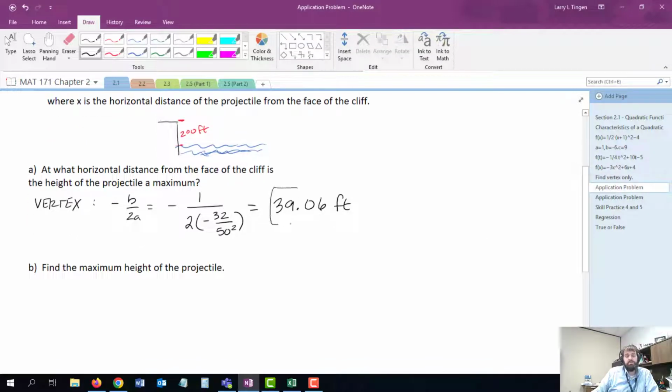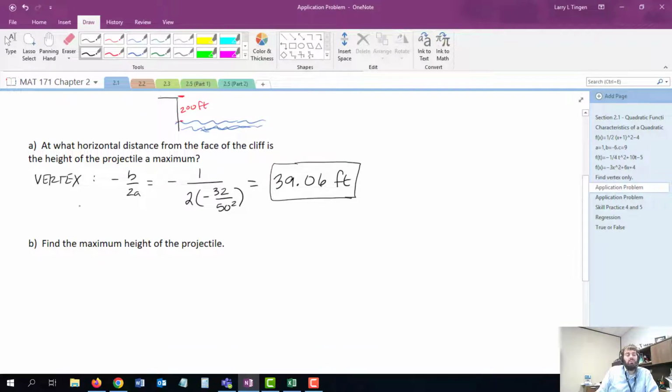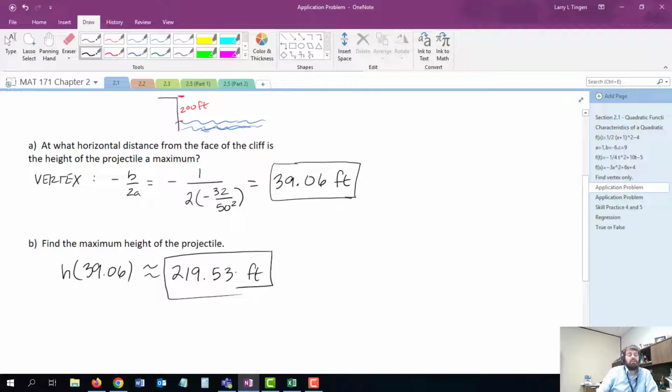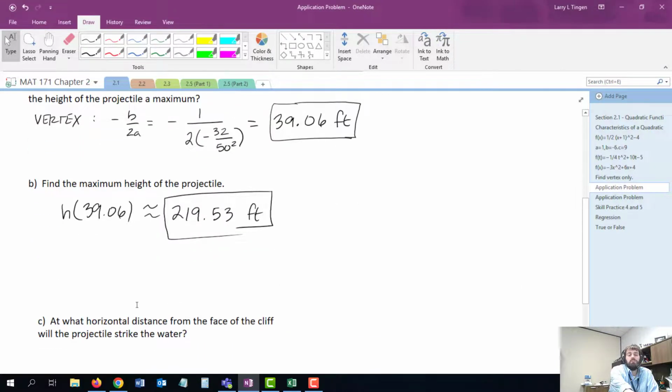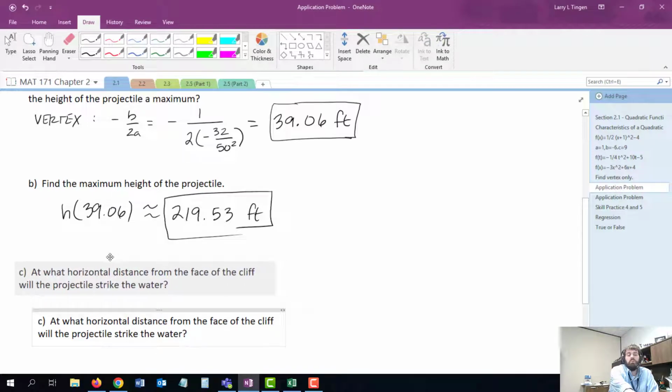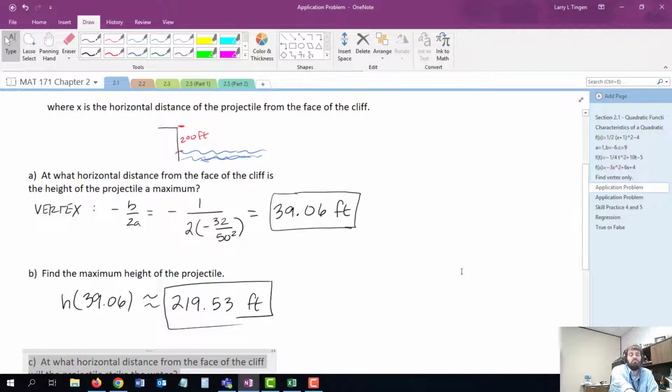Okay, so there's the distance from the cliff face where I max out. What is the maximum height? Well, that's going to be the y coordinate of the vertex. How do I find that? Plug in the x coordinate from the vertex. And again, calculator, because of that 50 squared in the denominator, I would not even begin to ask you to do that by hand. All right. So that maximum height is 219.53 feet.